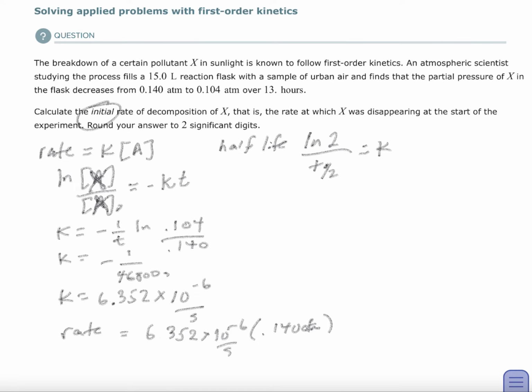I'm simply going to multiply 0.140 times 6.352 times 10 to the -6. And I have my rate equals 8.9 times 10 to the -7 atmospheres per second.